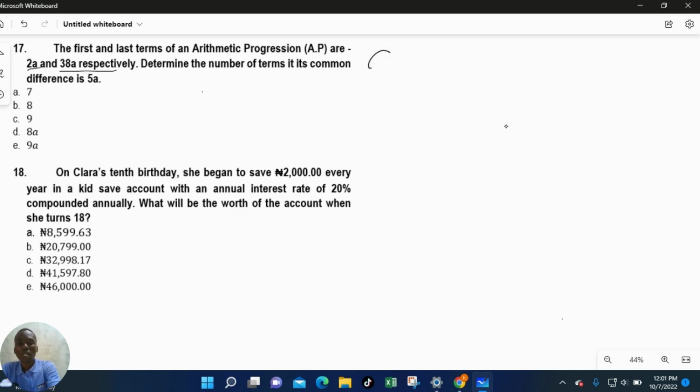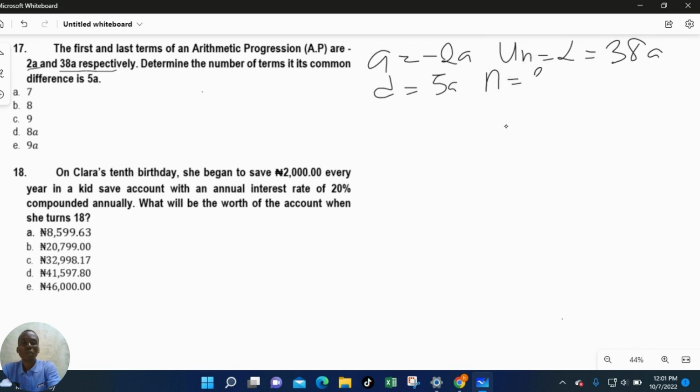The first term, we are given our a to be equal to what? Minus 2a. And we are told that our nth term, which is the last term, is equal to what? 38a, right? And we're also told that our common difference is equal to 5a. And finally, we are asked to look for the number of terms, which is the parameter we are looking for.